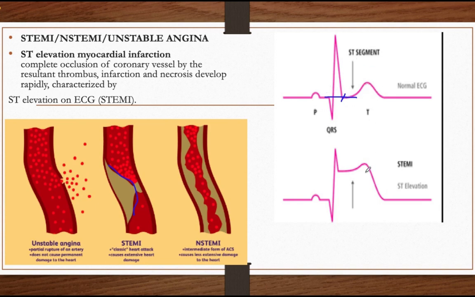This is normal. But if you look at the second one, look at the isoelectric line over here, and look at where the J point is over here. So there's an isoelectric line, and as the arrow is depicting, there is an elevation of the ST segment. So our ST segment will be here, and the T wave will also be here. So this is an ST segment elevation in STEMI.